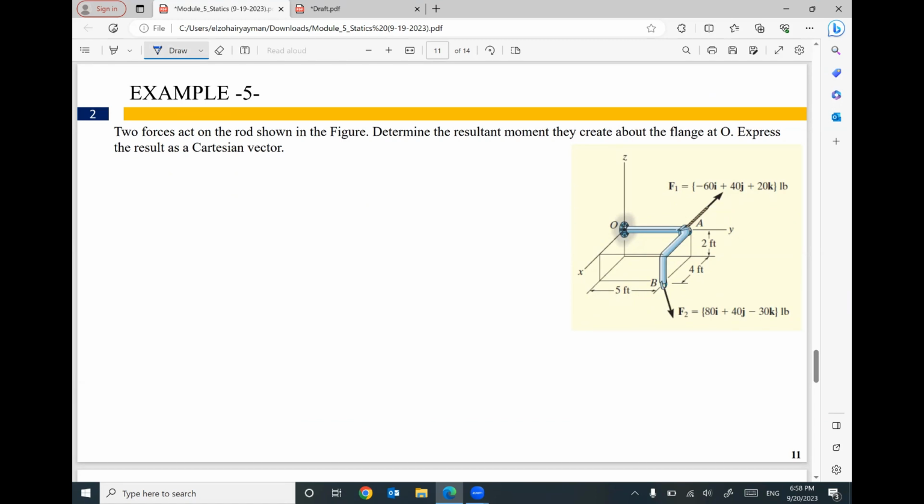We are lucky in this problem because F1 is given in a vector format, so you don't need to break your force into 3 components. And F2 is already given in a vector format. We are lucky. So we have point O and we need to figure out the resultant moment of these 2 forces about point O. So let's start. MO1 for F1 will equal R1 cross product F1. MO2 will equal R2 cross product F2. Then I will add MO1 plus MO2.